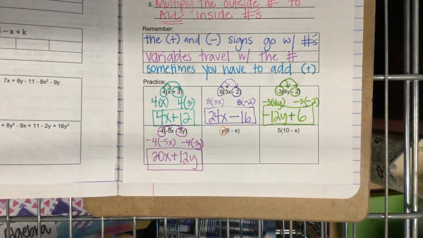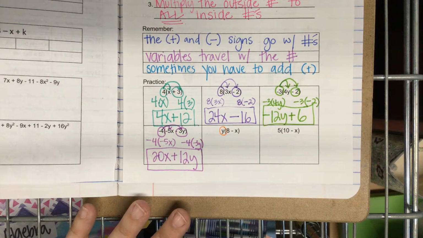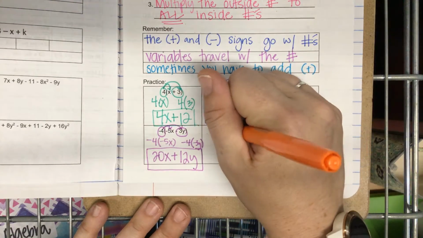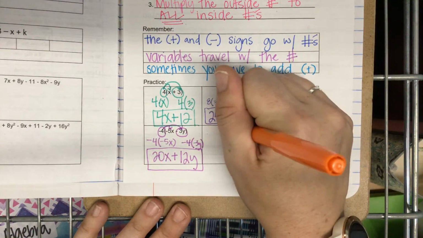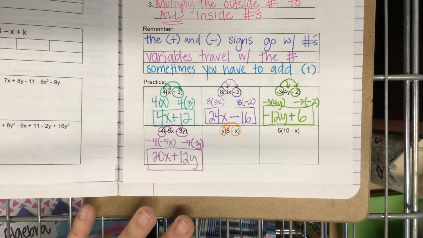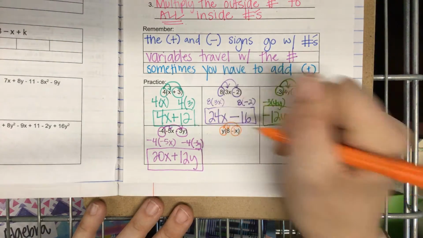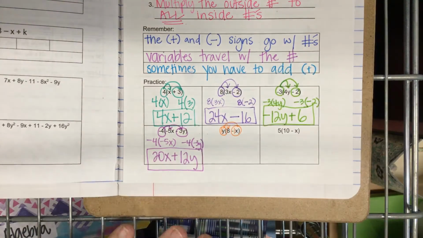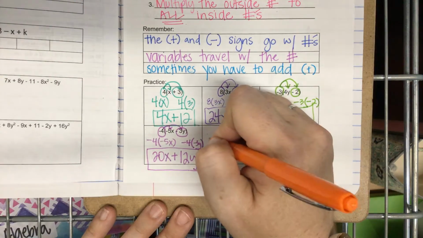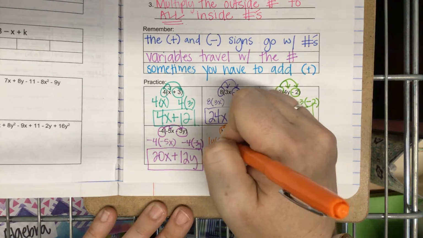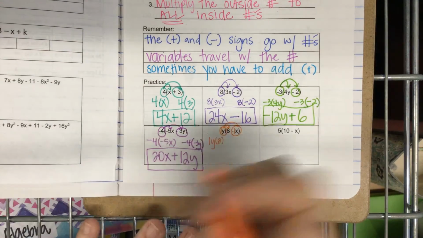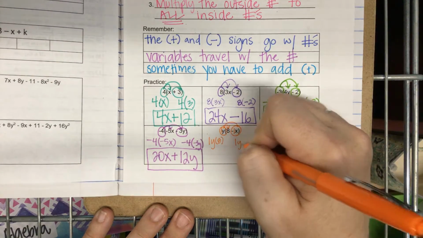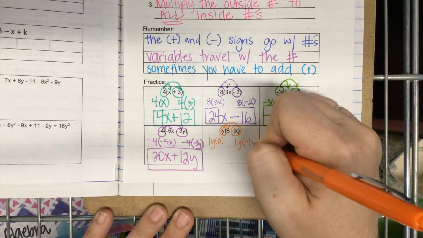The number outside is a variable this time. That's okay though. I'm still going to distribute it. I'm going to take y times 8 and y times negative 1x. Ooh, could I put a 1 there? I could put a 1 in front of y also. Beautiful. So 1y times 8 and 1y times negative 1x.